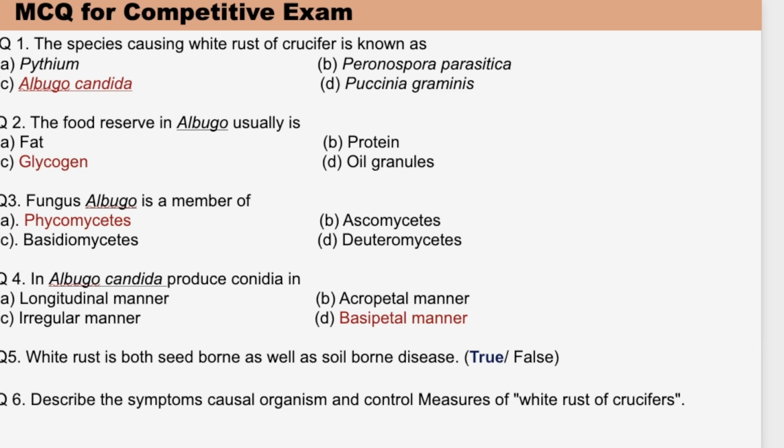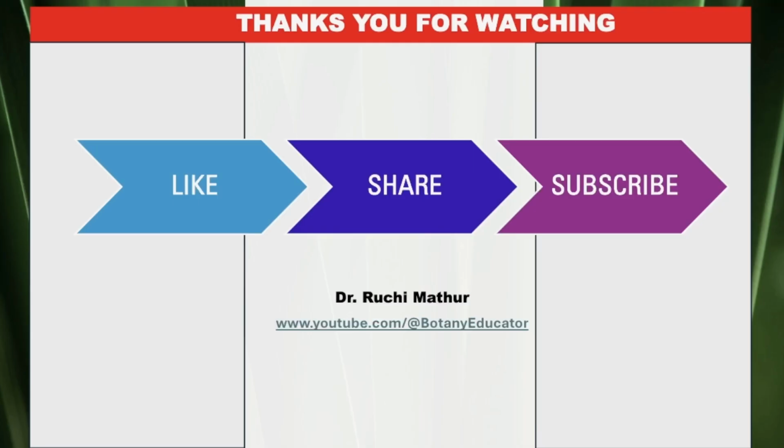Then symptoms and causal organisms, this also can be asked. Then this is a question which can also be asked, that white rust is a seed borne or a soil borne disease. So it's both a seed borne and a soil borne disease. So the option will be true.